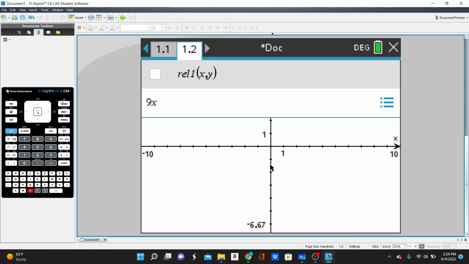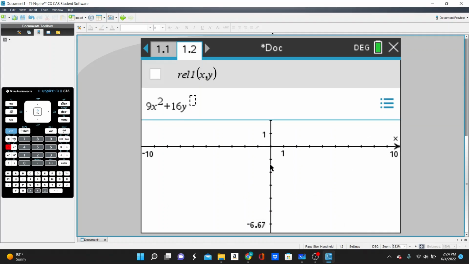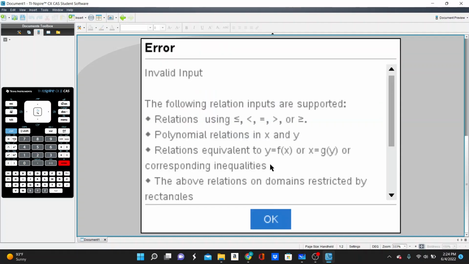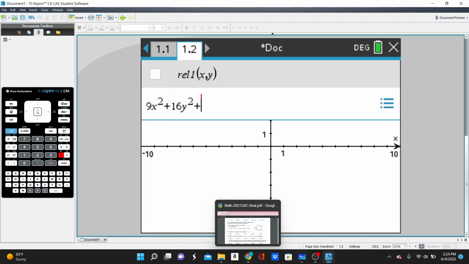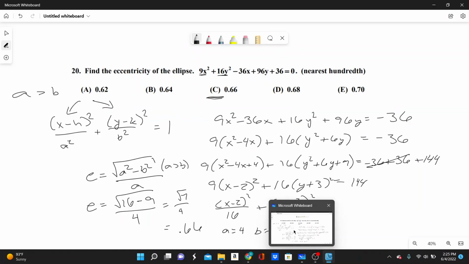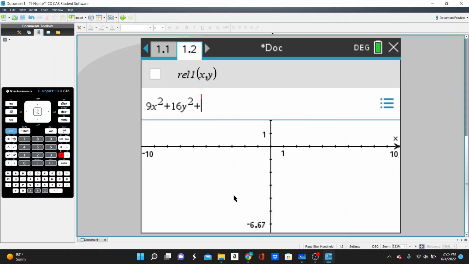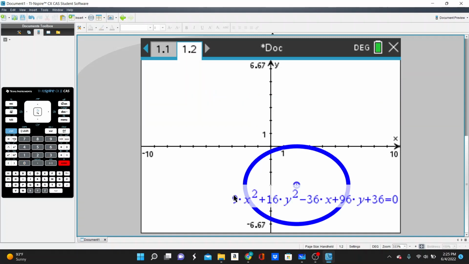So it's 9x squared plus 16y squared, that's not a squared, minus 36x plus 96y plus 36 equals 0. And here we have the ellipse.